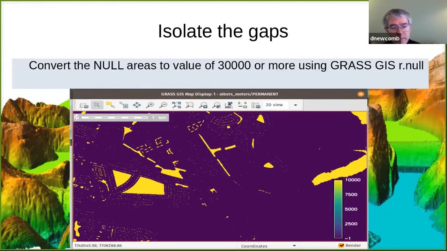Now, the next step is that we want to convert those nulls into a value of 30,000 or more using r.null in this case. Why 30,000? Because Mount Everest is 29,000 feet above sea level, and that'll cover everything. So it'll be different than anything on the surface of the earth.